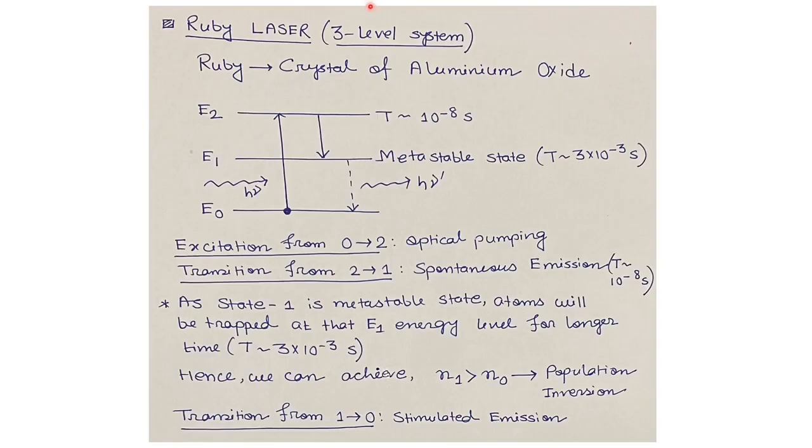Now we will briefly discuss a special type of laser, which is the ruby laser. Ruby is basically a crystal of aluminum oxide. If we see the energy levels, the ruby is a 3-level system. So there will be 3 energy levels. The energies of the energy levels are denoted by E0, E1 and E2. Here the energy level having energy E1 is considered as the metastable state.